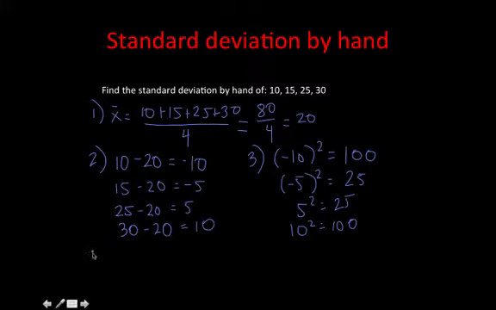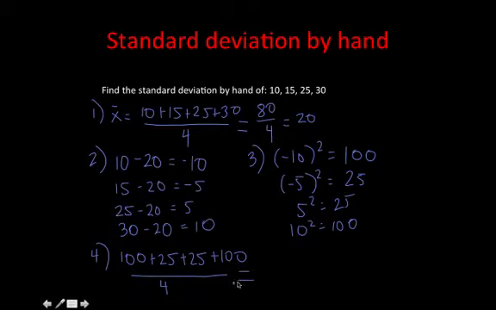The next step is to find the mean average of the squares. So I'm going to take these square values, add them together, and find their mean. So 100 plus 25 is 125, plus another 125 is 250. Divide that by 4, and I get 62.5. And this number right here, like I said in the last slide, is the variance.